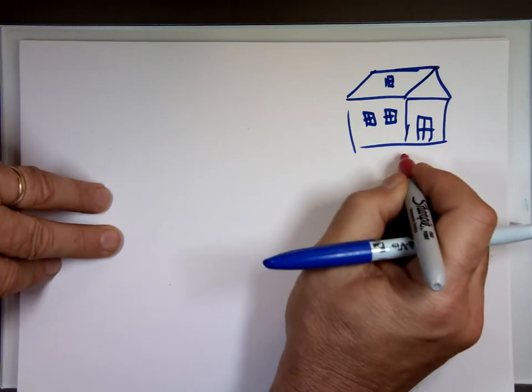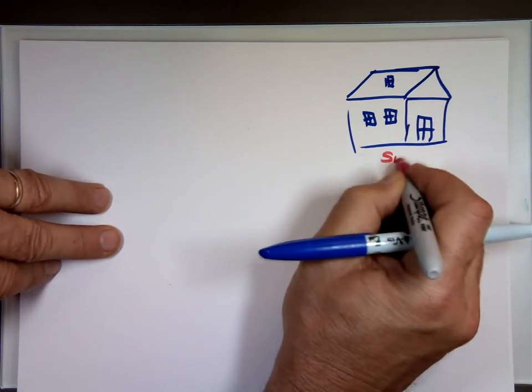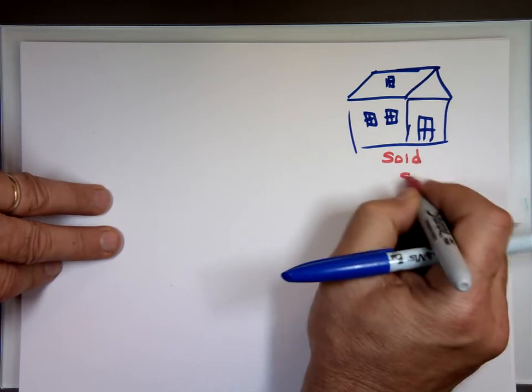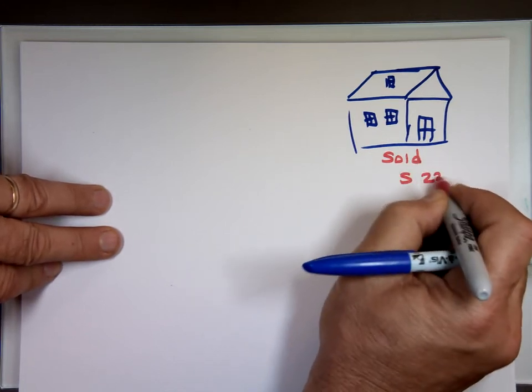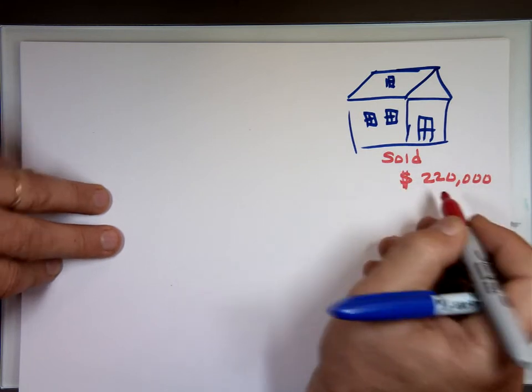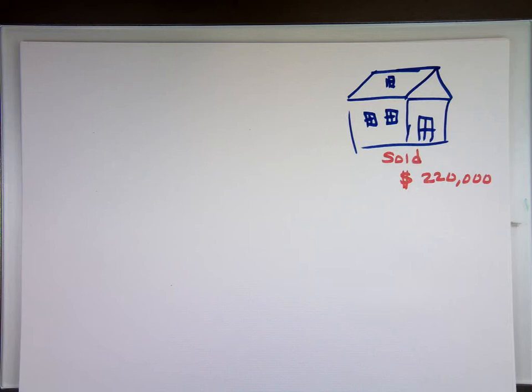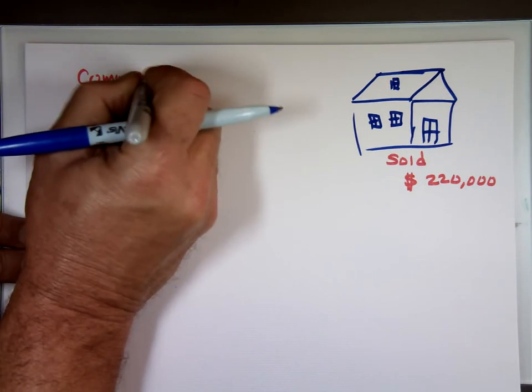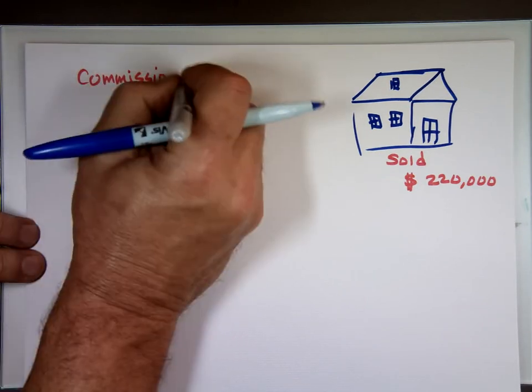And it's sold. Z Haddad Realty sold it for $220,000, not bucks. But here's the bad news. When we listed the house, I sat with the owner. I said, I do a good job selling these homes. I'm going to charge you a commission of 6%.